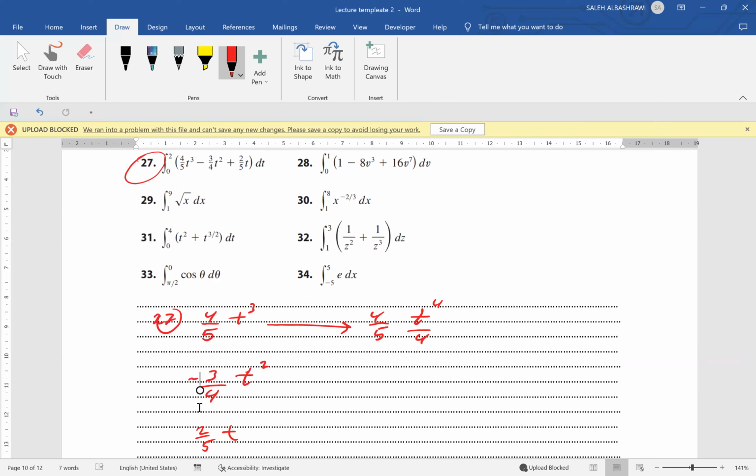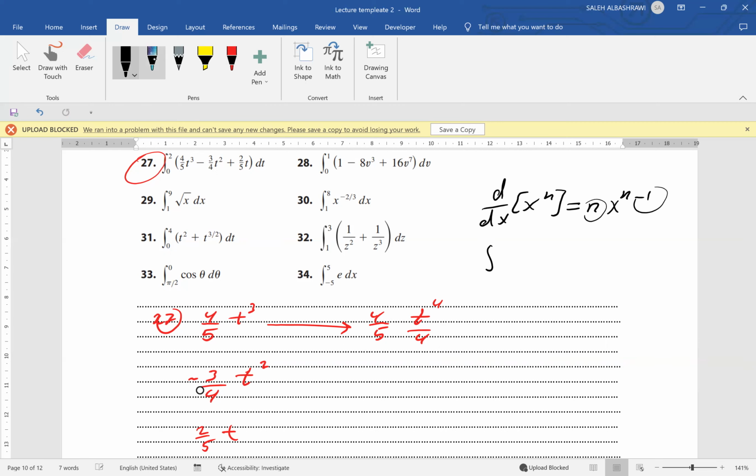Now let's think about the derivative first, then the integration. For the derivative, if we remember the rule of the differentiation, if I have d by dx of x to power n, the rule for the derivatives is given by n multiplied by x to power n minus 1. So in the derivative, we subtract 1 from the power and we multiply the function by the power itself.